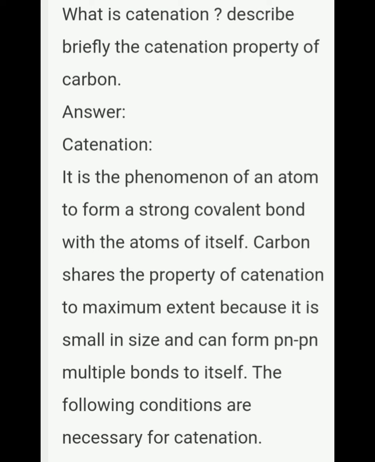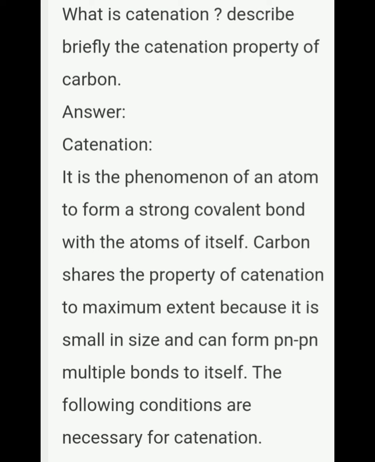What are the conditions necessary for catenation is an important book back question. What are the conditions which are essential for the catenation property? The first point: the valency of the element is greater than or equal to 2. Definitely carbon valency is 4 because the atomic number is 6. The first shell has 2 electrons, then the remaining 4 electrons are called valence electrons. So the valency of an element should be greater than or equal to 2.